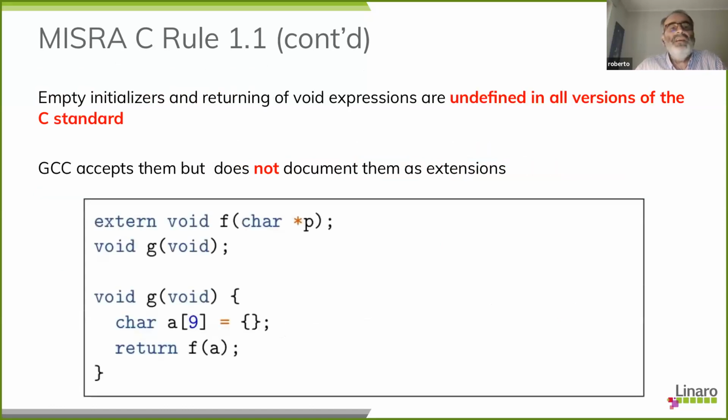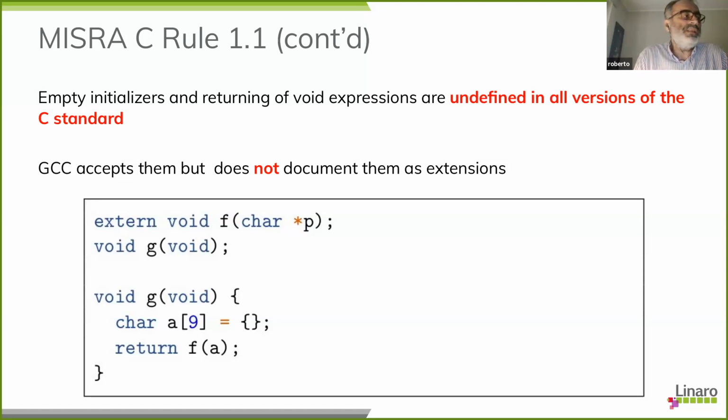Here's an example. GCC accepts two things: returning void expressions. You see here, g returns a void, f of a is an expression of type void. And also it accepts empty initializers. You see, open brace, closed brace. This is a constraint violation. This is not C. Some of you might think, hey, well, these certainly are extensions provided by GCC. Well, they probably are, but there is no documentation for them. So in a safety critical development, they basically cannot be used, because if they are extensions, they are undocumented.